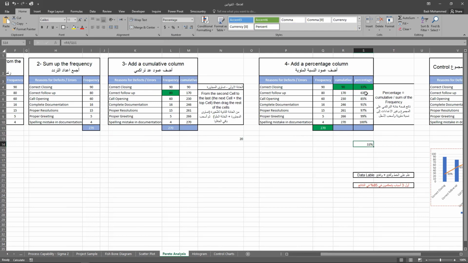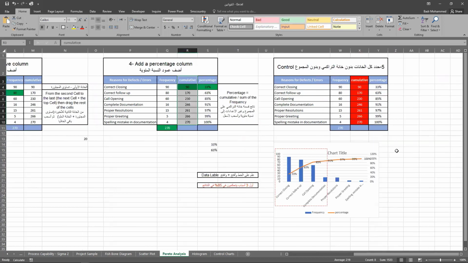If we calculate this one also, cell number 2 equals 170 divided by 270, which is the total frequency, and that gives us this percentage. And so on. So here we calculate the percentage, and we already have the cumulative and the frequency. After this, the cumulative will not be used. We will use only the percentage. So here we need the frequency and the percentage. We will put them in the Pareto analysis.